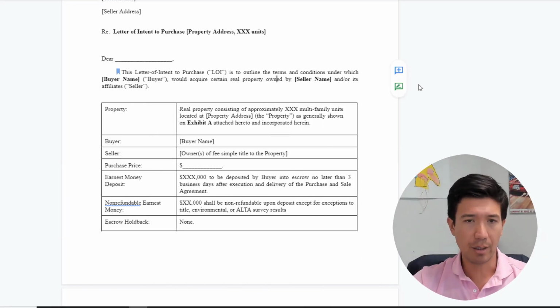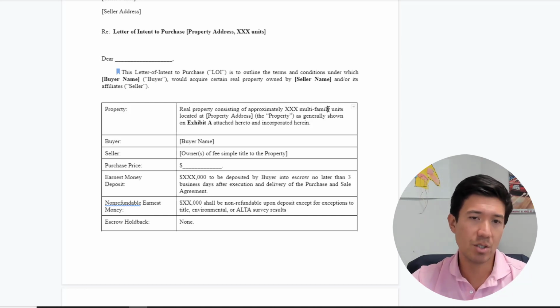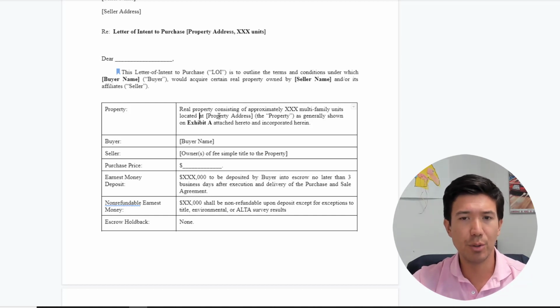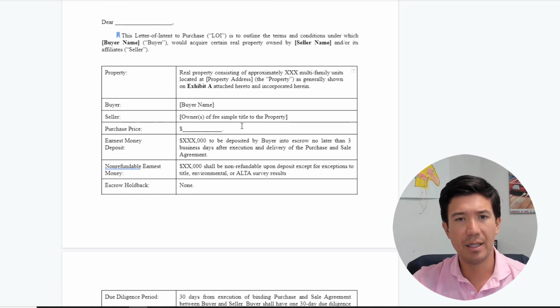So let's keep going. Real property: the number of units, multifamily, maybe if it's mixed use, it may have a retail component. Just put it in here so that you are clearly talking about the same property. Exhibit A, that's up to you whether you want to attach a legal description. I see it a lot more for multi-parcel offers. You really want to be clear on what you're offering on.